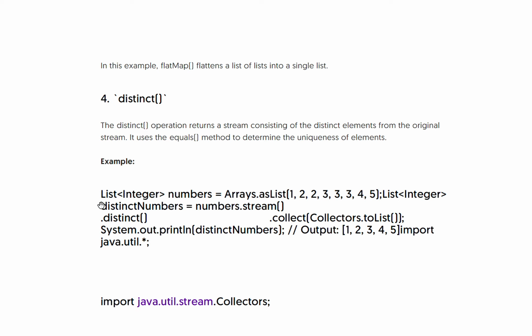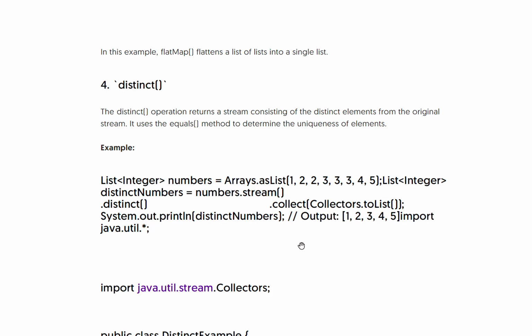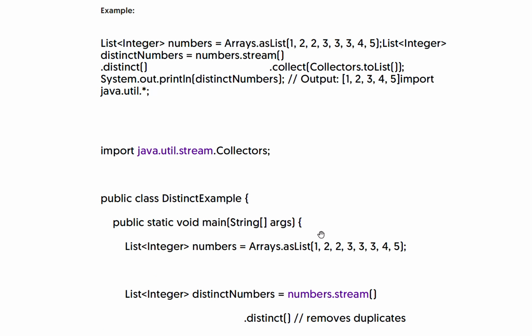In the example, we have a list of integer numbers, created in the form of an array. The stream is passed and it is going to filter out the distinct elements, which are not repeated. Here, 1 2 2 3 3 3 4 5. Since we are going to use the distinct method, it is going to remove the duplicates and produce only the individual distinct elements. That is the example for distinct.